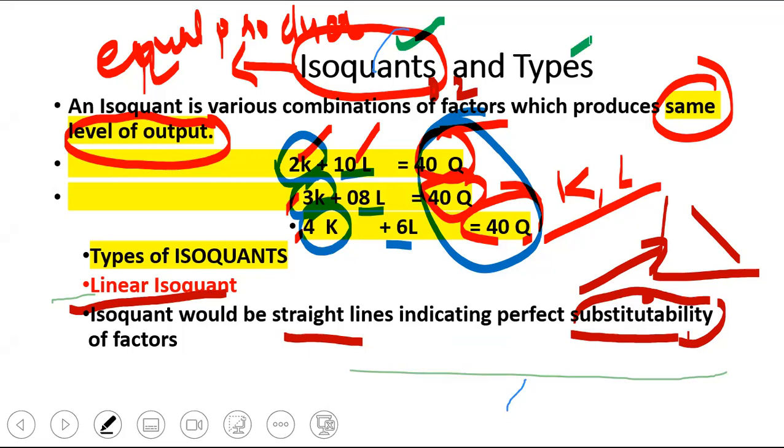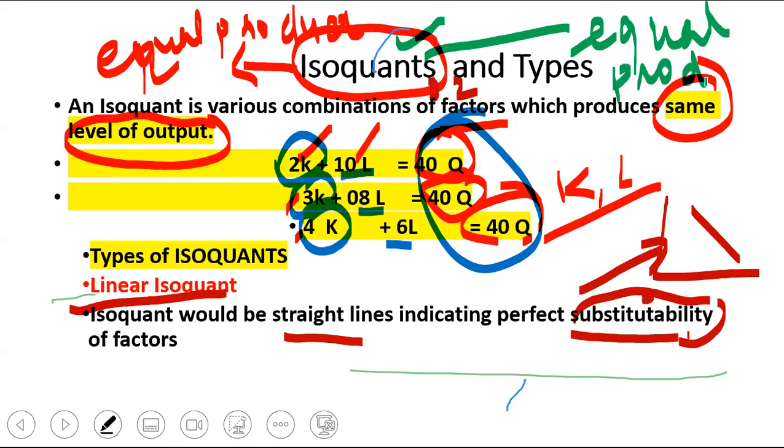Aap ek notebook mein likho. Isoquant is known as equal product curve. Isoquant is known as equal product curve.